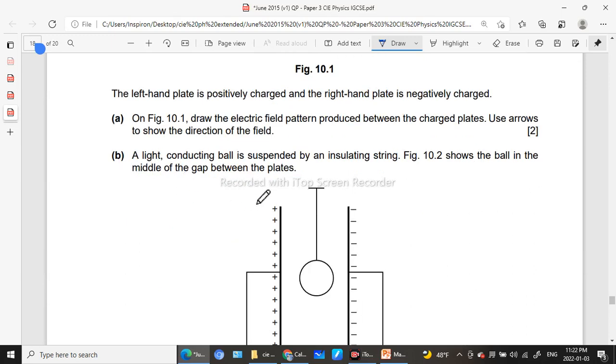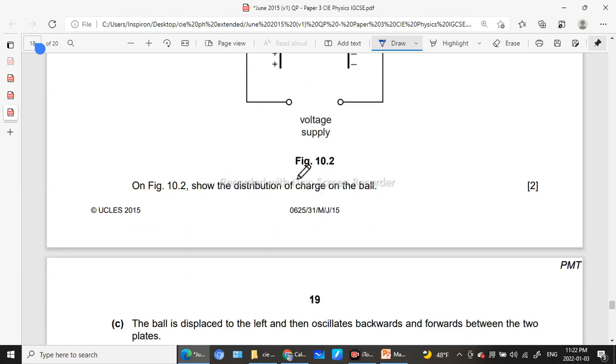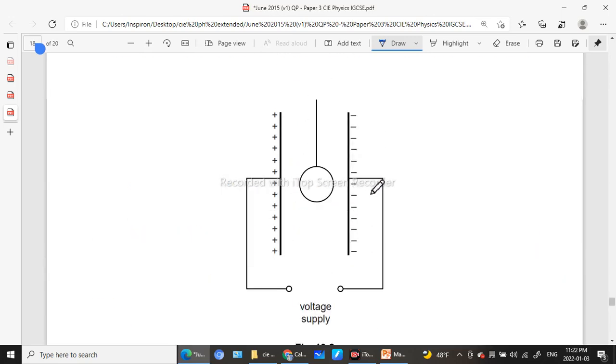B. A light conducting ball is suspended by an insulating string. Figure 10.2 shows the ball in the middle of the gap between the plates. On figure 10.2, show the distribution of charge on the ball.